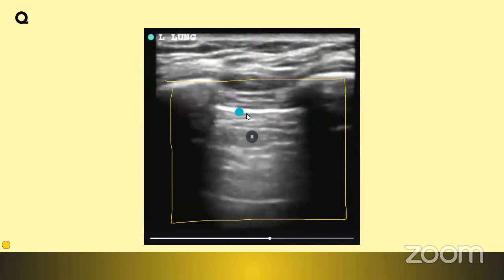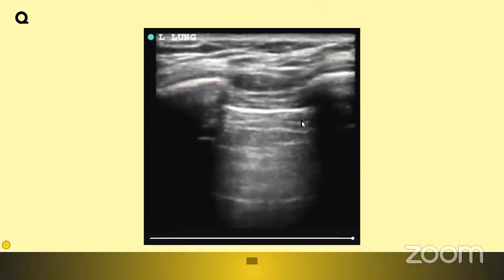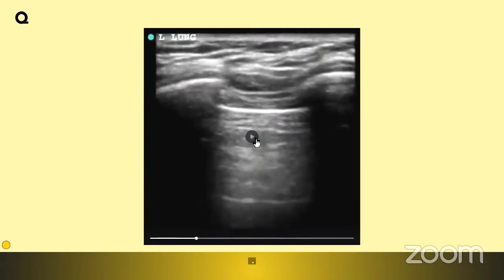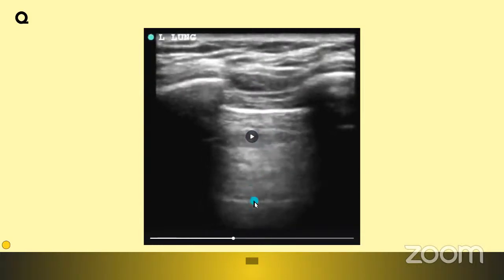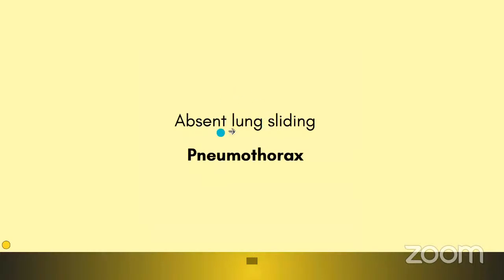However, in a normal lung, you would see the pleura slide over each other. This is not the case here. So possibly there is reduced lung movement. And also we need to take M mode here. If we take M mode here, we would get again the previous one, the barcode sign. So this is the case of left pneumothorax. Absent lung sliding in the left lung. So this is the left pneumothorax.